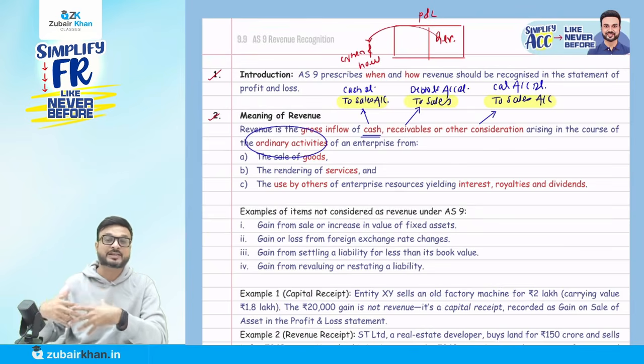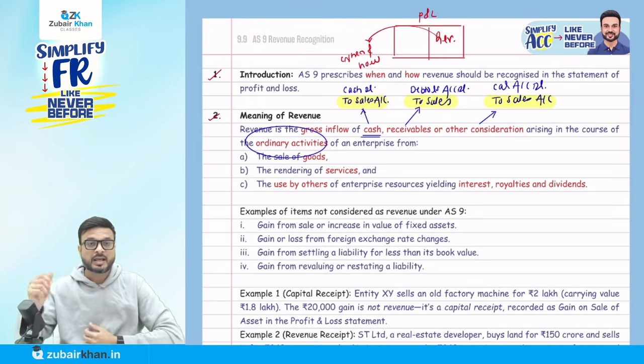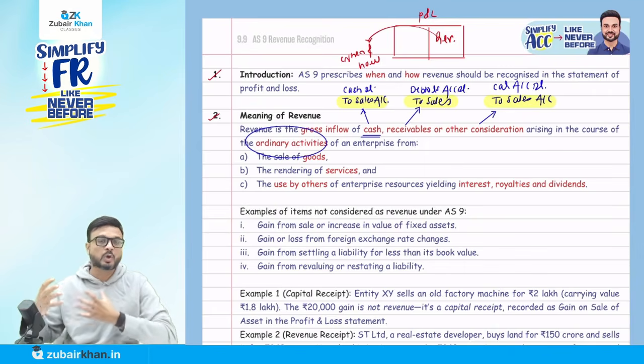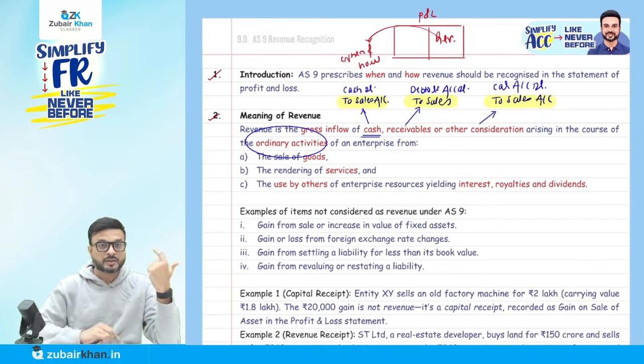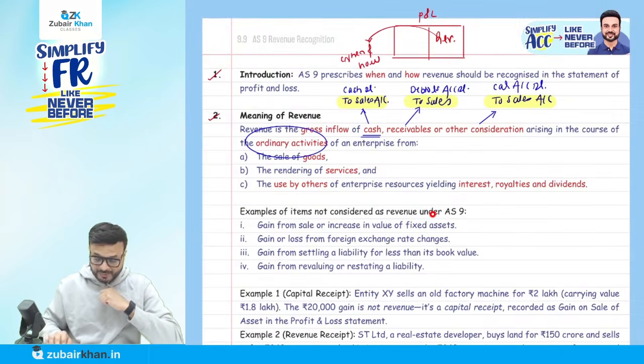What do you mean by sale of goods? How to do the recognition? What do you mean by rendering of services? And how to do the accounting of that? And we'll also discuss the income of interest, royalty, and dividend. I will come to all these A, B, C three points and we are going to discuss them in detail.